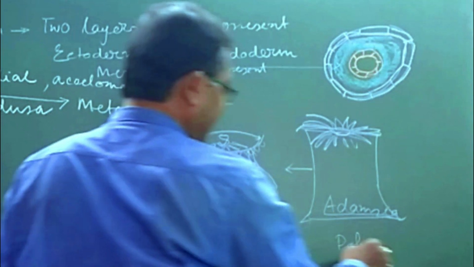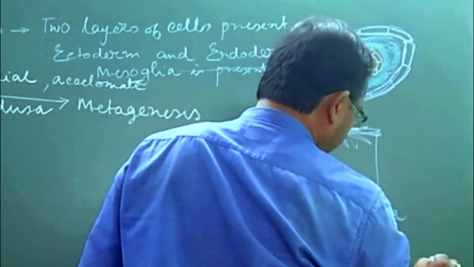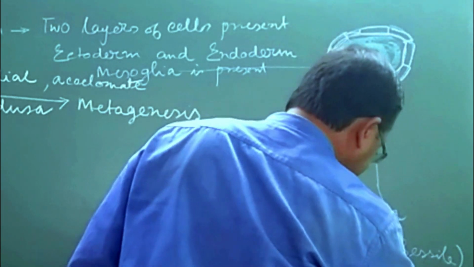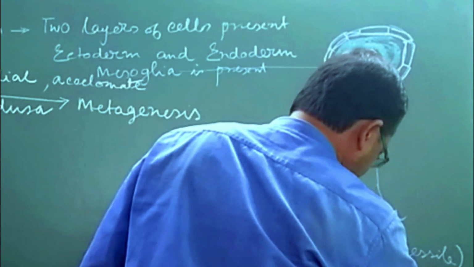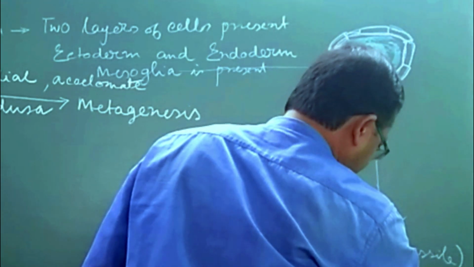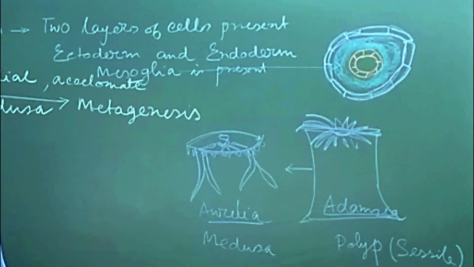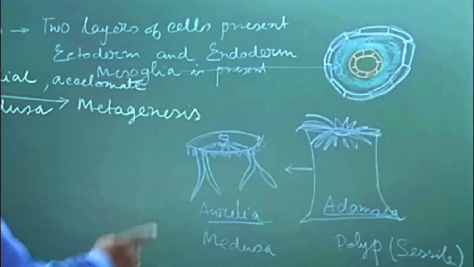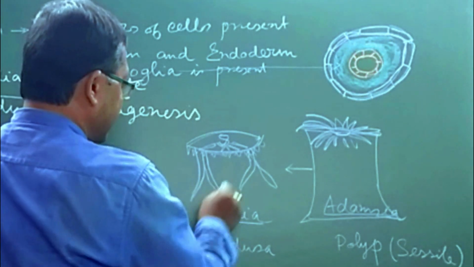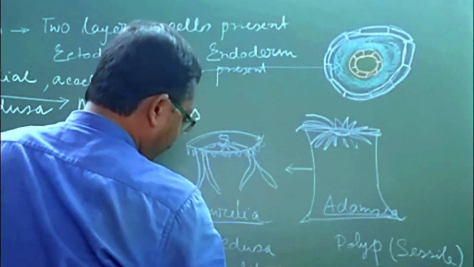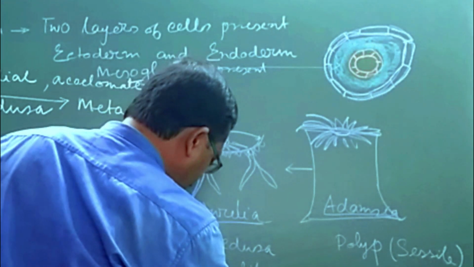Polyp is sessile. It has no capability to move, and it reproduces asexually. That means they do not form male and female reproductive units. Fertilization generally does not take place in this form. But in Aurelia, there is a medusa stage. It is motile, can move and reproduce sexually.